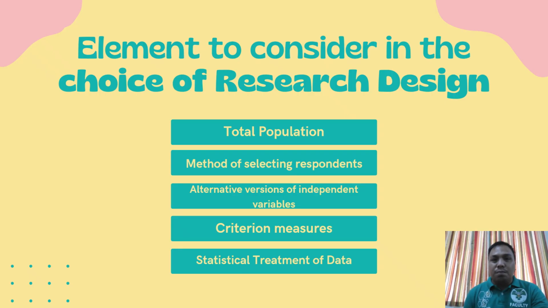There are several key elements that must be considered to ensure the study is well structured and effective. These include the total population to be studied, the method for selecting the respondents, and any alternative forms of independent variables that might affect the results. Additionally, researchers need to identify the criterion measures that will assess outcomes and determine the appropriate statistical method to analyze the data. So considering all these elements helps ensure that the research is accurate, reliable, and aligned with our study objective.